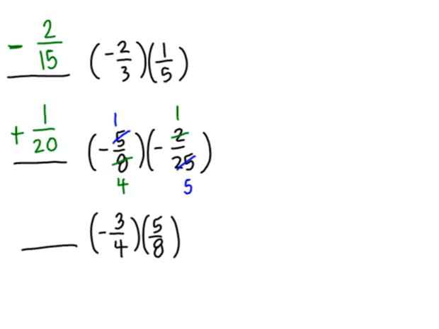My next problem is negative 3/4 times 5/8. They have different signs, so my answer is negative. I don't see anything that crosses out, so 5 times 3 gives me 15 on the top. 4 times 8 gives me 32 on the bottom, negative 15 over 32.